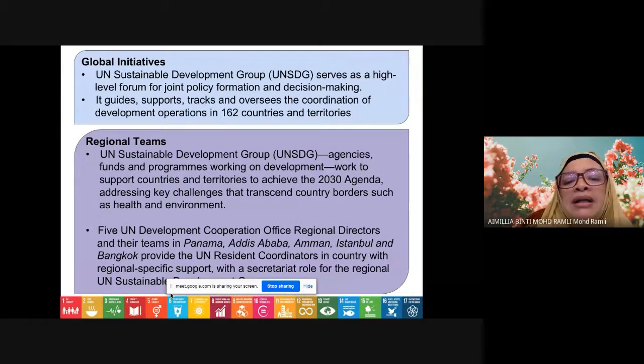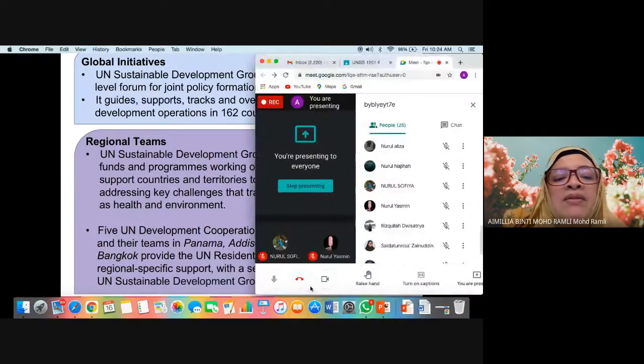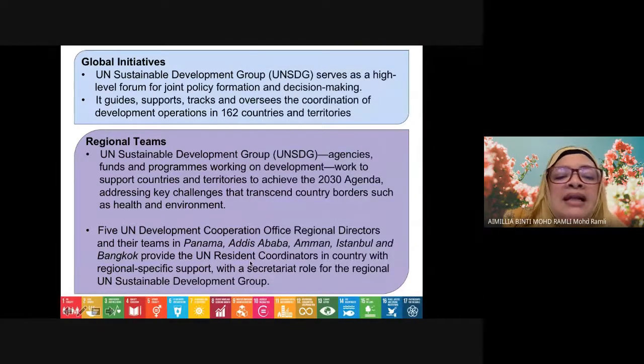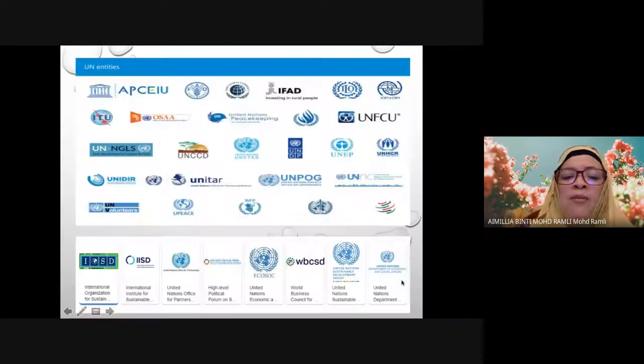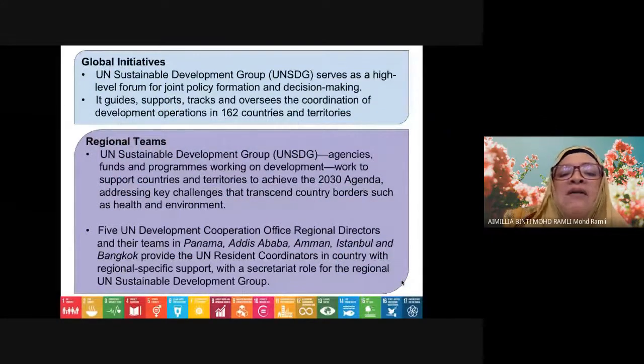So, five UN Development Cooperation Office regional directors and their teams in Panama, Addis Ababa, Amman, Istanbul, and Bangkok provide the UN resident coordinators in country with regional specific support, with a secretariat role for the regional UN Sustainable Development Group. So you can see all the countries here: Panama, Addis Ababa. This is not countries, these are cities. They provide regional directors that will coordinate, and they have officers that will coordinate the countries that cover specific regions in the world. For Malaysia, it's in Bangkok. The UN SDG office is in Bangkok.